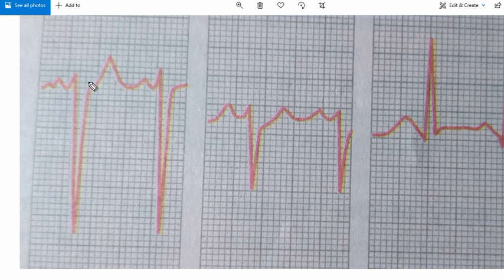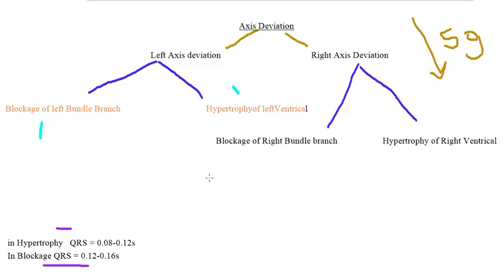And this electrocardiography is because of hypertrophy of our right ventricle, not because of blockage. Because only a little increase of 0.04 second of QRS has been diagnosed, not much larger as you see in blockage of the left bundle branch of the left ventricle in the previous discussion. So this is the basic process by which you can diagnose different types of diseases. So my dear students, this was my today's lecture and I tried my best to explain it to the best extent I can.